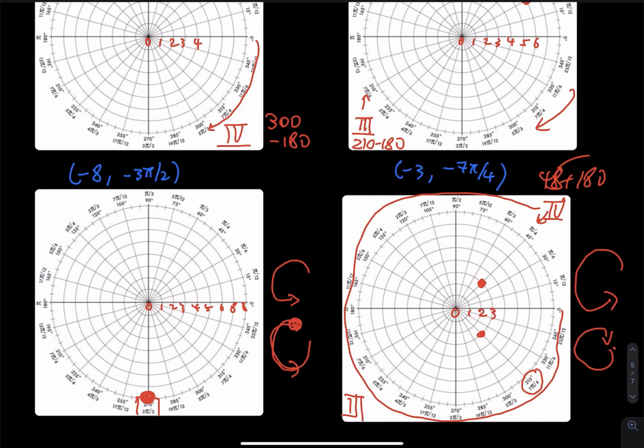0, 1, 2, and 3. So that is the point that we want, and then we erase all the scratch work.